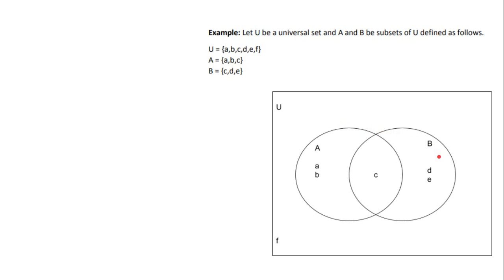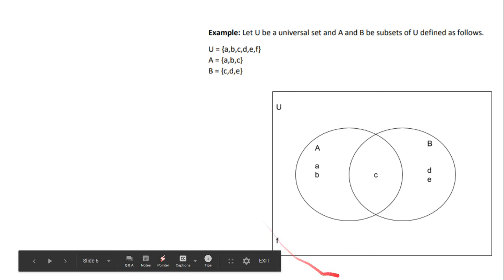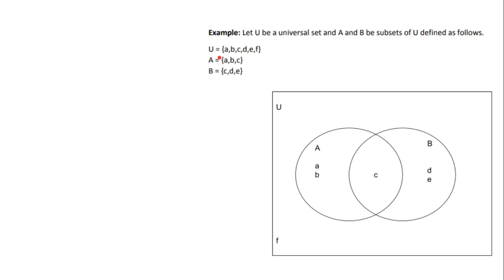Now, we're going to go into some letters. I have A, B, C, D, E, and F here. In this whole big universe, you can see all of those letters are inside my bubbles and my box. Set A is A, B, C, and set B is C, D, and E. So I put A, B, C into the bubble of A, and I put C, D, E into the bubble of B. C is the only element they have in common, so it's put in the middle.